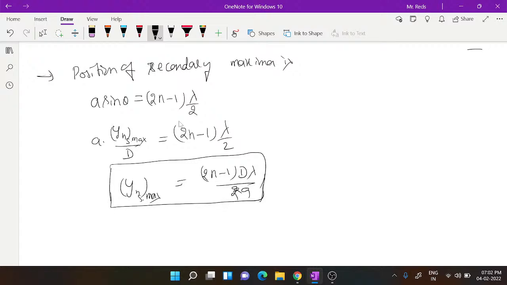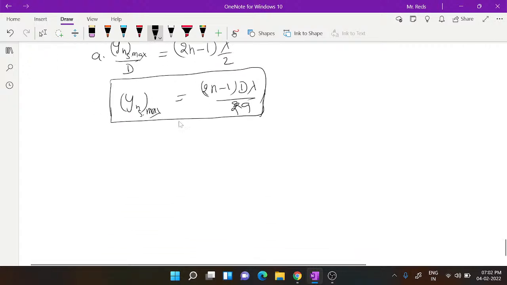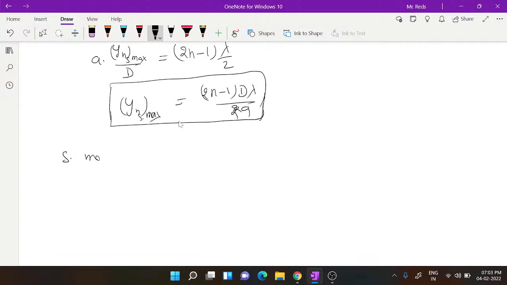Here we are not discussing every point clearly, but if you observe the positions of all of these, for the first secondary maximum you get n is equal to 1. N is equal to 1 becomes 2 minus 1, which is 1, so d lambda by 2a. So you can write here, for secondary maxima and minima, the secondary maxima position is given by yn is equal to (2n minus 1) into d lambda by 2a.